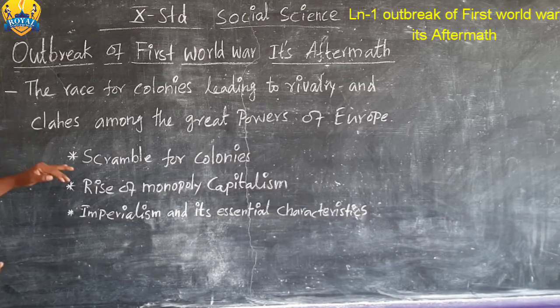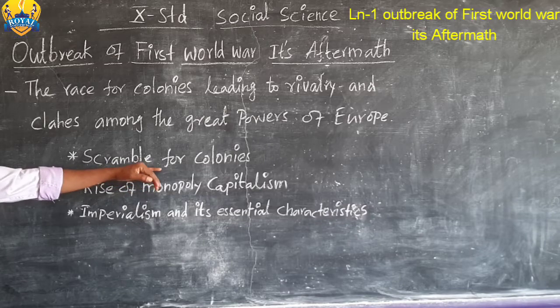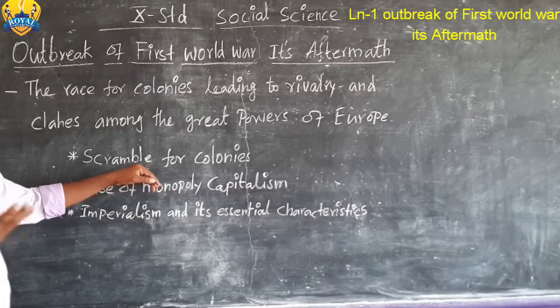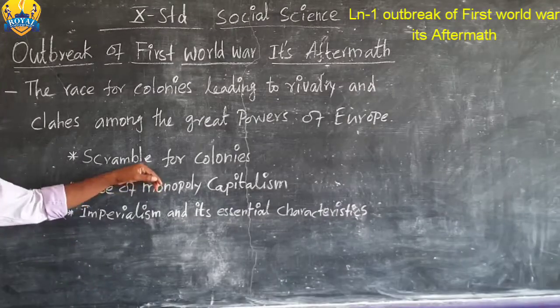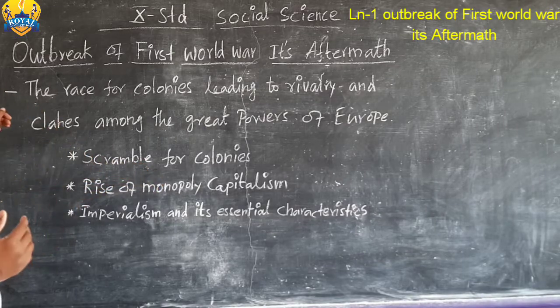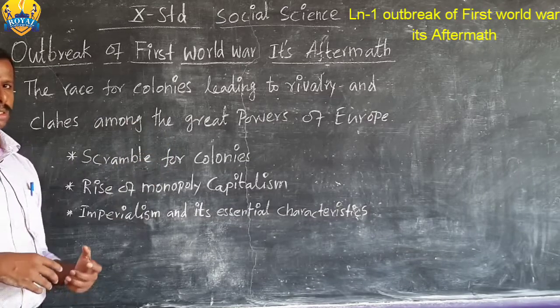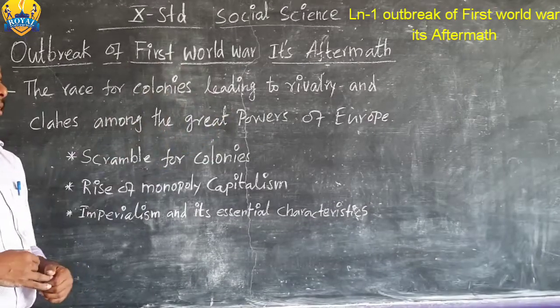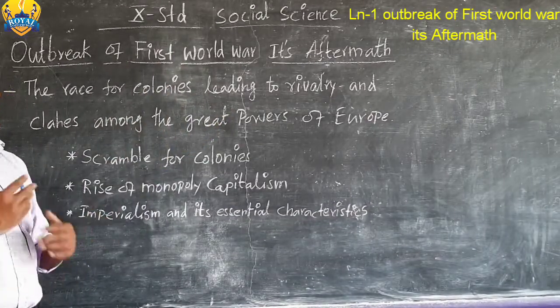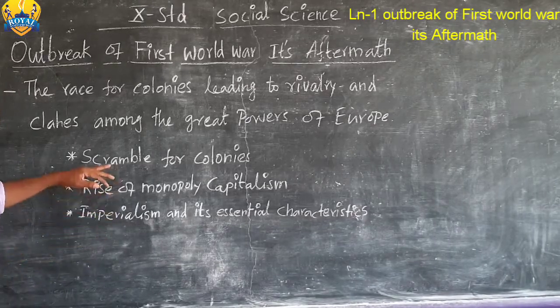Next, the scramble for colonies. They wanted to strengthen their colonies. They wanted to get more and more places because they had more goods to sell and needed raw materials. So they expected more colonies. That is called the scramble for colonies.